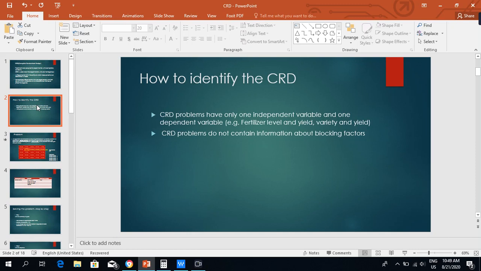CRD problems have only one independent variable and one dependent variable. Please remember that. For example, fertilizer level and yield. In here, our independent variable is fertilizer level and our response variable is yield. For another example, variety and yield. Here, our independent variable is variety and our dependent variable is the yield. CRD problems do not contain information about blocking factors.